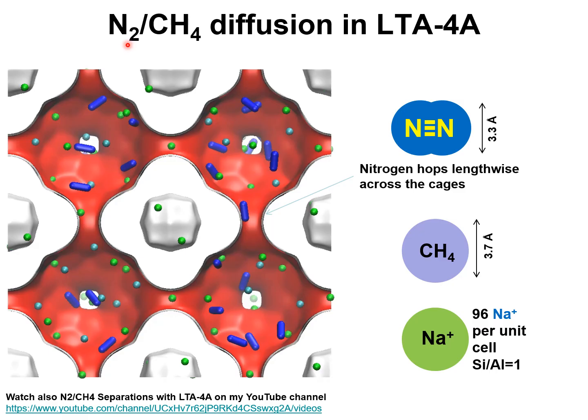The adsorption selectivity favors methane, but the diffusion selectivity favors nitrogen. The net result is that the diffusion selectivity overrides the adsorption selectivity, and nitrogen gets preferentially absorbed within the pores.